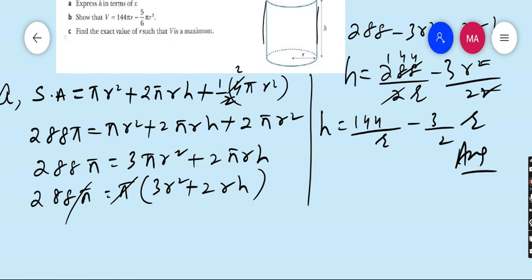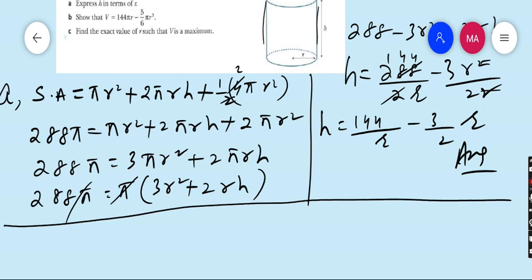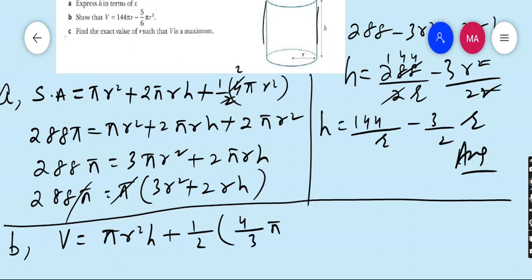Show that v is equal to 144 pi r minus 5 upon 6 pi r cube. Very easy. First, write down the formula of the volume of the cylinder, that is pi r square h. Then write down the formula of the volume of the hemisphere, which is 4 upon 3 pi r cube divided by 2.